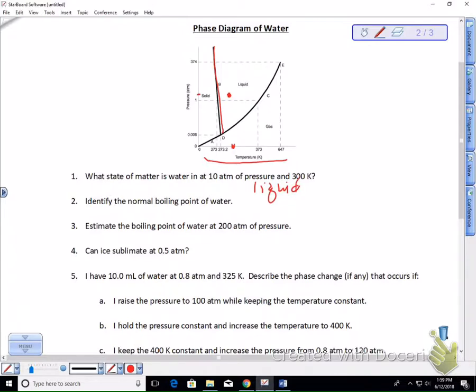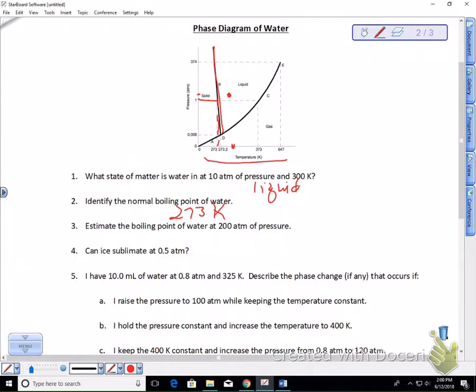Number two, identify the normal boiling point of water. Okay, so that would be the normal temperature. Normal means 1 atmosphere, so we take that line over, and then we go straight down. It's actually already done for you, the dotted line there. So that's 273. This particular phase diagram is in Kelvin.